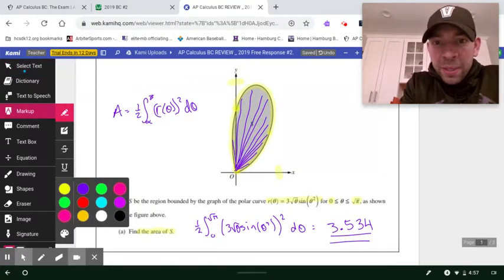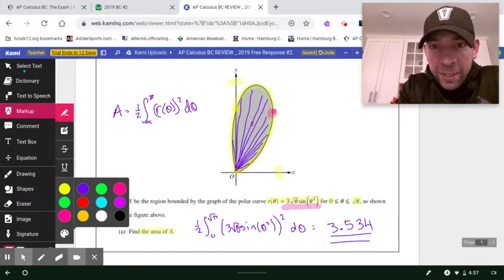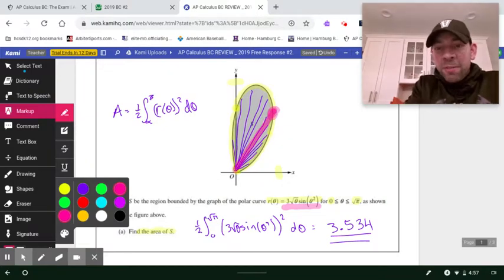Okay, let's pick this point right here. So there's a theta that corresponds to this point, and when I input that theta into this function right here, it gives me an output of r. And that r, by its very nature, is the distance from this point on the curve to the origin. So by its very definition, r is distance.